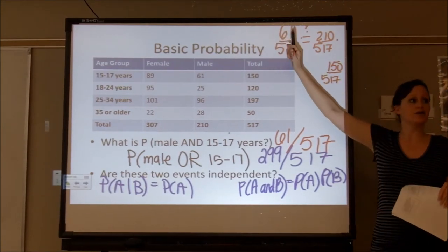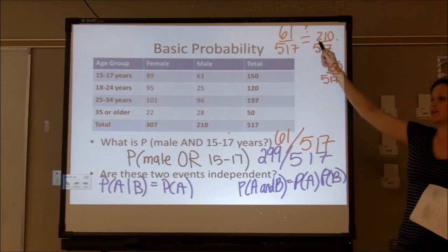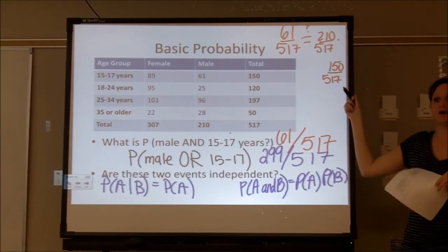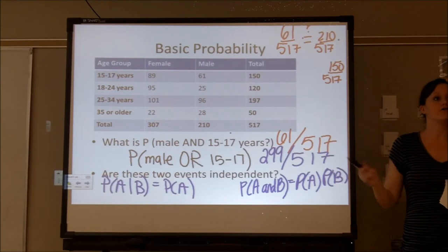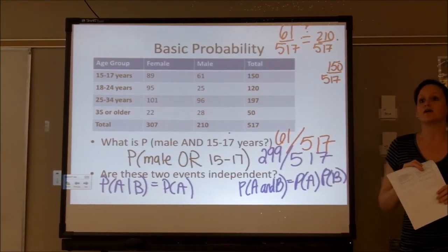So is the probability of male and 15 to 17 equal to the probability of male overall times the probability of 15 to 17 overall? And if the first one wasn't equal, then these aren't going to be equal, but I'm guessing they're going to be close.